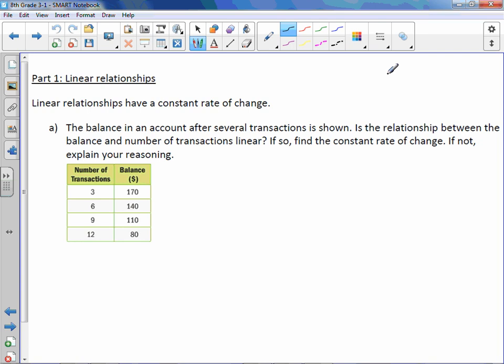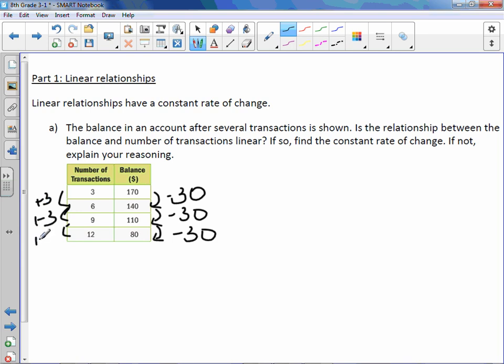So when we're talking about rate of change, we want to know the change in our y value over the change in our x value. So if we look here for a pattern, what happens is it's subtracted by 30 every time. And on the left-hand side, or our x values, we are adding 3 every time. So our rate of change would be, in this scenario, the balance over the number of transactions.